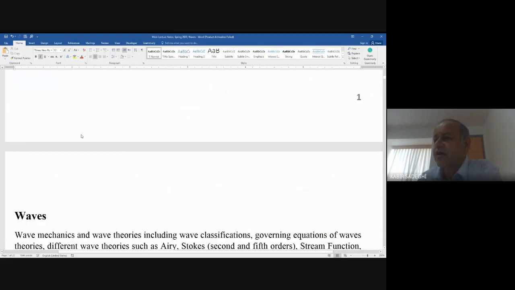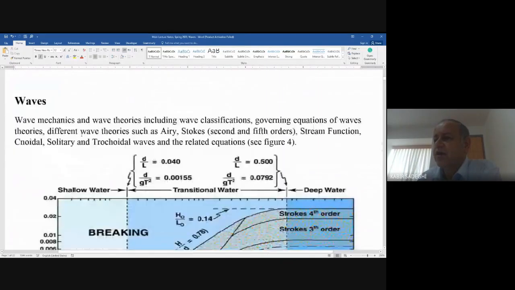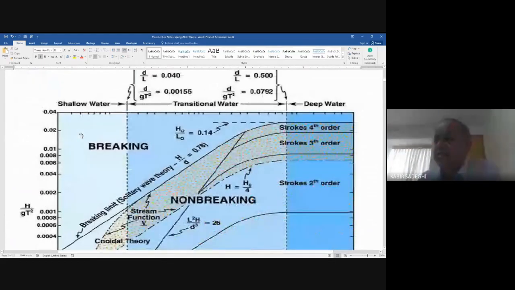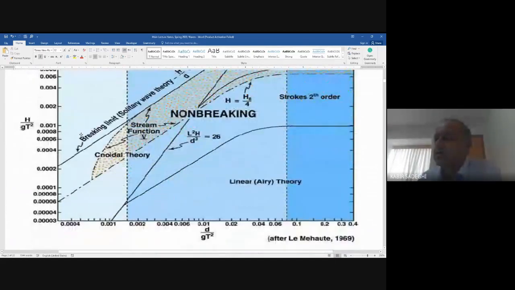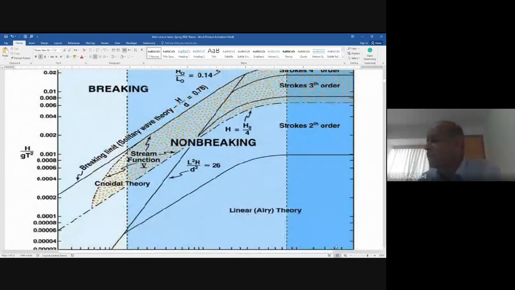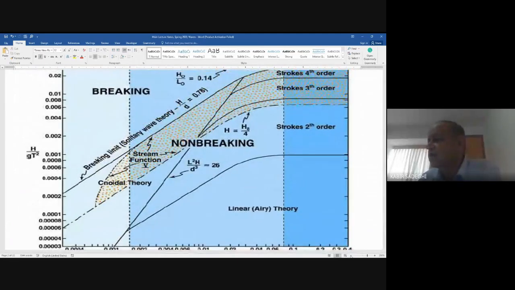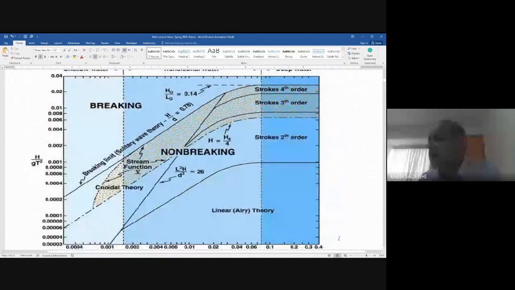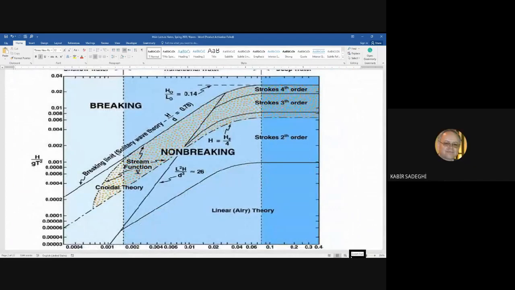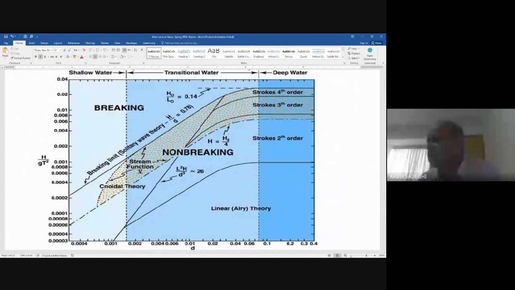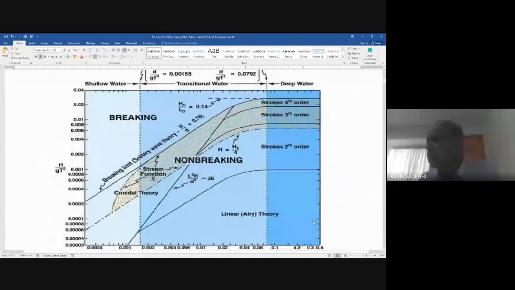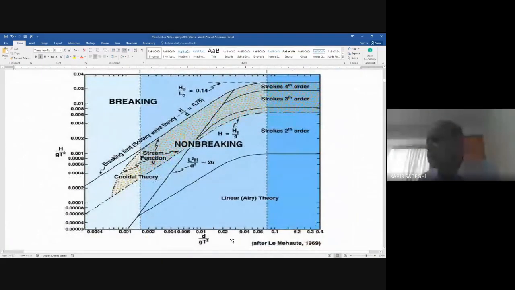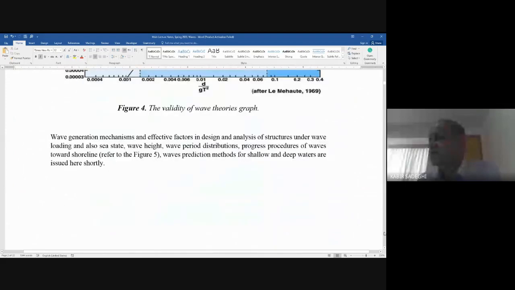You remember that we saw the waves, the theories, and this graph showed us the wave validity for different zones of water and different water depths. Therefore, easily we can calculate which theory is applicable by having the depth of water and also the height of the wave. It's all right.